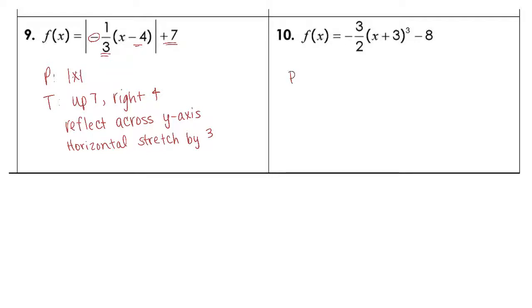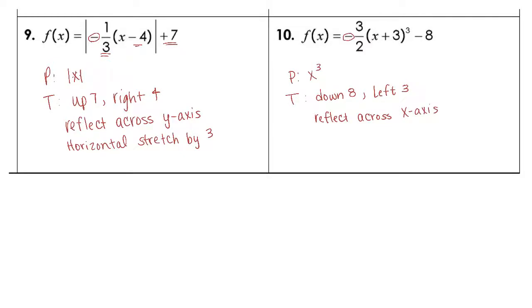Of course, our parent function here is going to be x cubed. Transformations, we are going to move down 8. We are going to move left 3. And we've got to address all of this on the outside. So we have a negative on the outside portion, so we are going to reflect across the x-axis since it's on the outside.